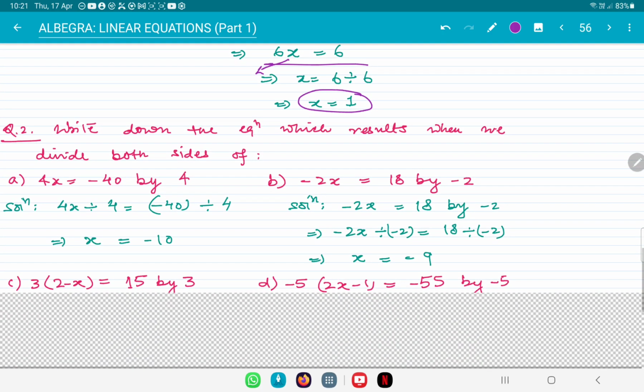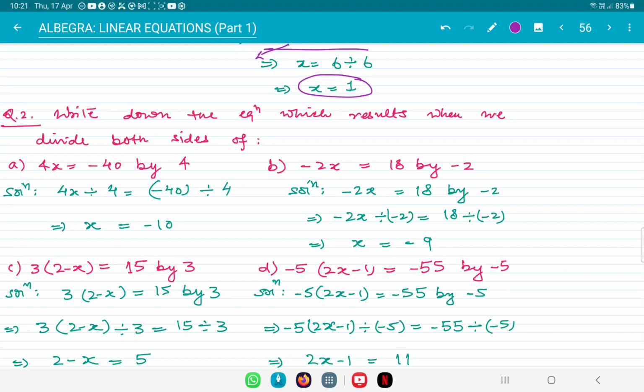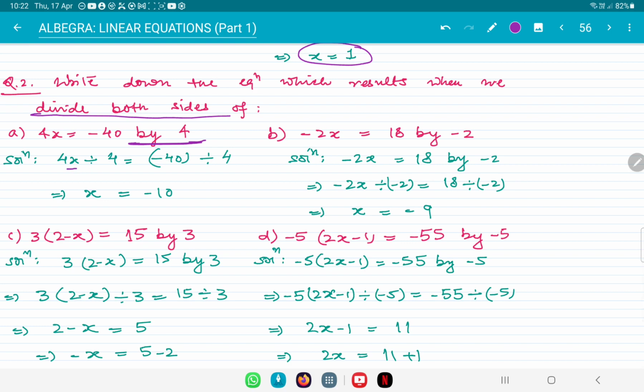Now we are doing the next question. Write down the equation which results when we divide both sides. Here we have to divide, and they will say in the sub question by which number. So in the first, 4x is equal to minus 40, divided by 4. So we divide 4x by 4 on the LHS, and the same thing on the RHS, minus 40 divided by 4. This 4 and this 4 will cancel, and we get x. So x is equal to minus 10.